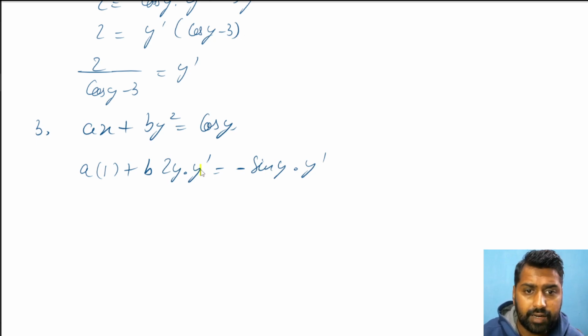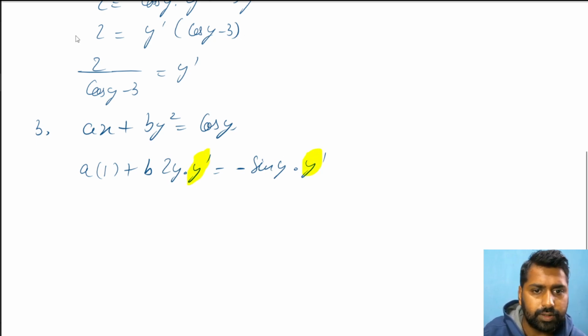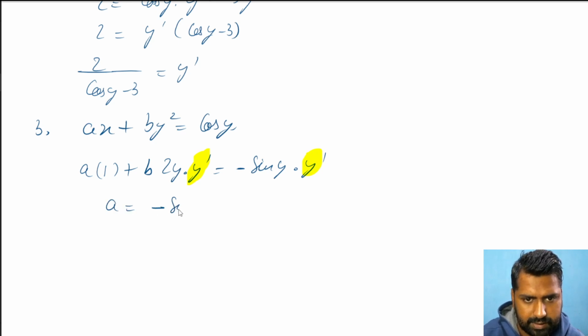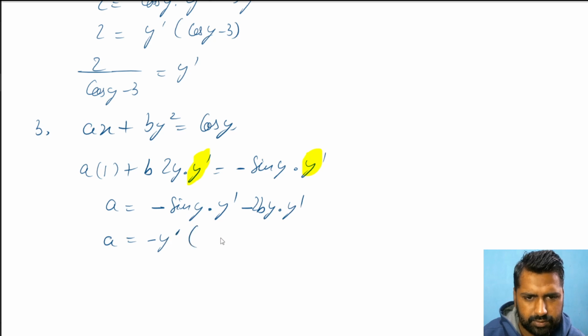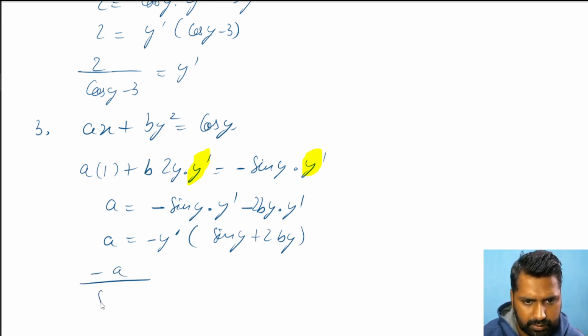We are supposed to find y dash. So get them together. a is equal to minus sine y into y dash, minus b or 2by into y dash. Take y dash common, and let's take the negative common also. So sine y plus 2by. Get everything in the denominator. If we take the negative to the other side, it will become minus a upon sine y plus 2by. That's your y dash.